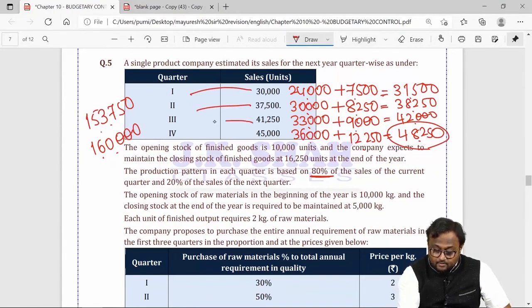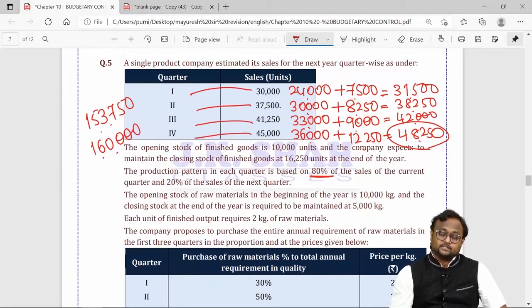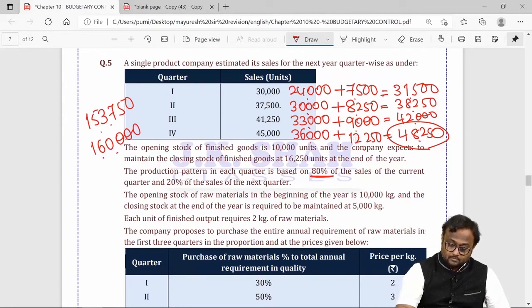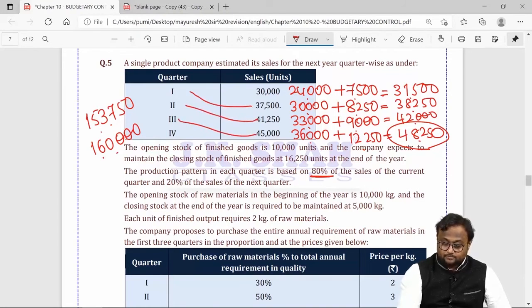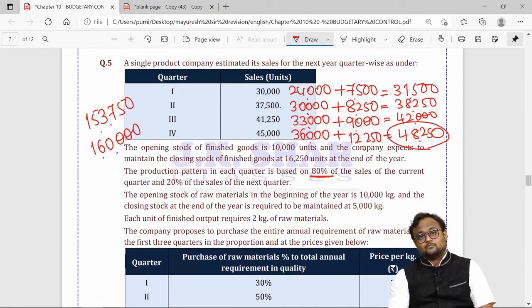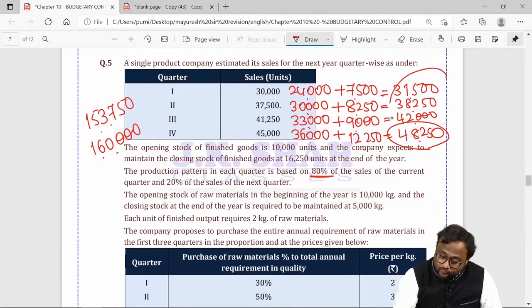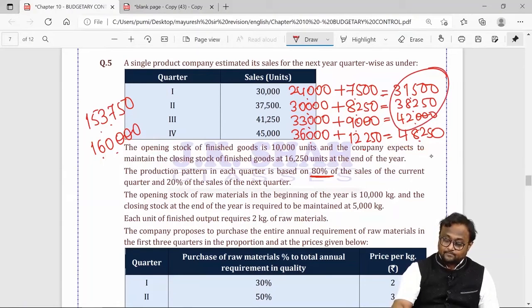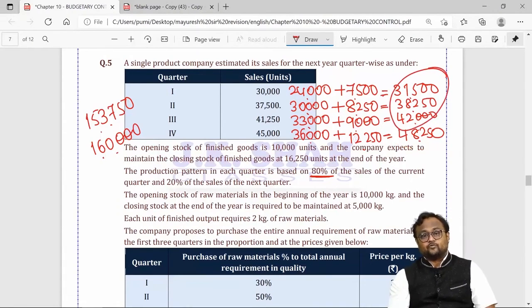80% of the sales in the same quarter, 20% of sales in the previous quarter. I know the total production to be 1,60,000. Out of 1,60,000, if you are going to finish this off in the first 3, you are left to be produced 48,250 in the last quarter.